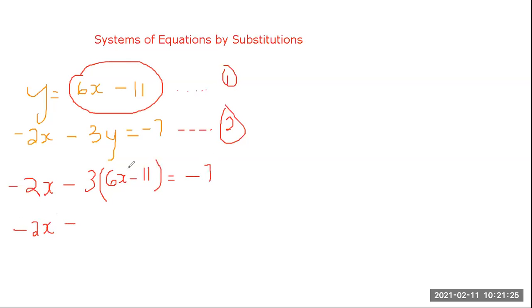So I simplify. This becomes negative 18x plus 33. Remember, you do the distributive property when you have something like this. All that is equal to negative 7. And then I'm going to get the x's on one side and everything else on the other side, because remember, I'm trying to solve for x. So I subtract 33 on both sides to get rid of it from that side. And then I'm going to add these two, or simplify that.